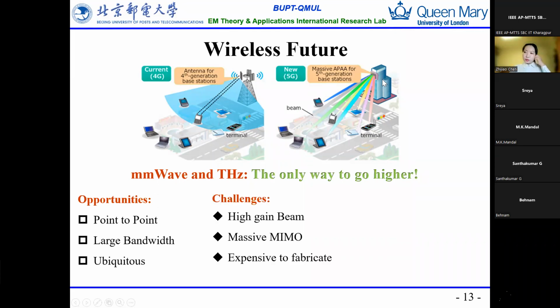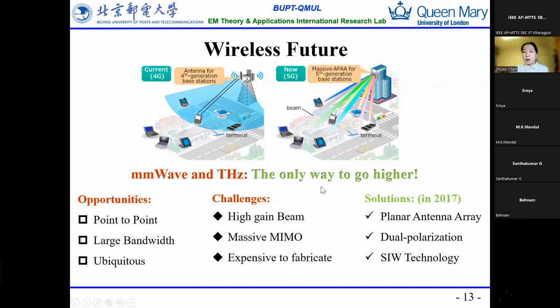So in this case, we face many challenges in antenna design. For example, we need to design the antenna with a high gain beam, and the antenna also needs to be low cost, because there are many users under this coverage, and they are very expensive to fabricate. So in 2017, I came up with a solution to figure it out.